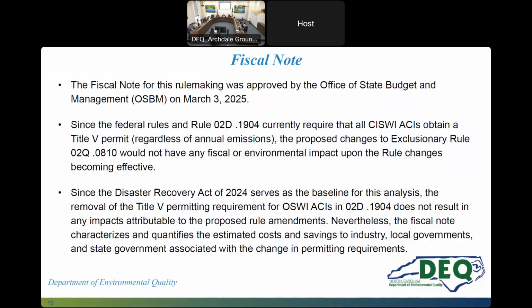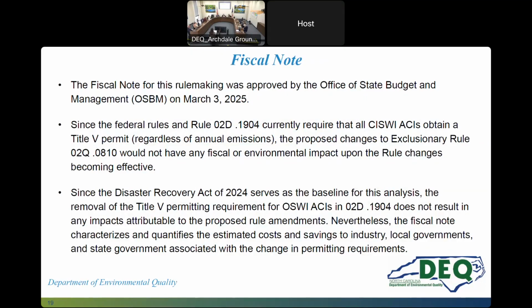So the fiscal note for this rulemaking was approved by OSBM on March 3rd, 2025. Since the federal rules in Rule 02D 1904 currently require that all SISWI ACIs obtain a Title V permit regardless of annual emissions, the proposed changes to Exclusionary Rule 02Q 810 would not have any fiscal or environmental impact upon the rule changes becoming effective.